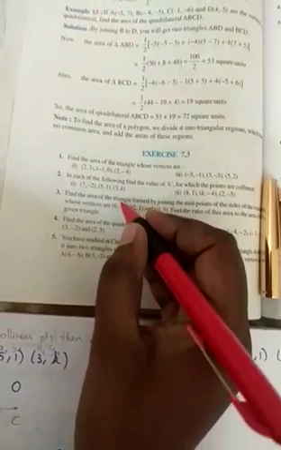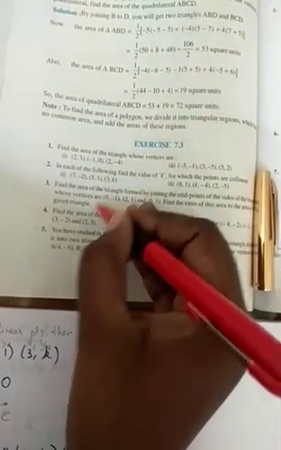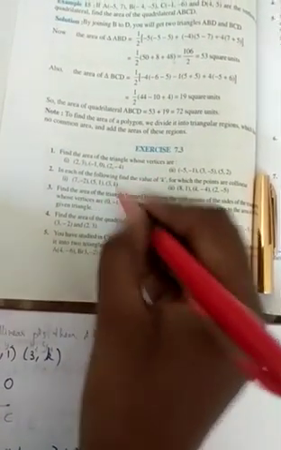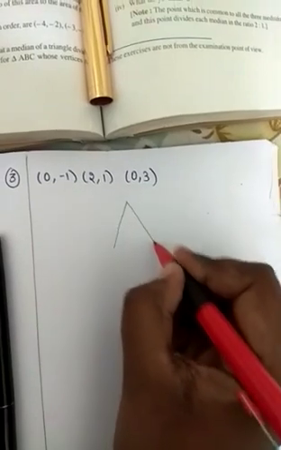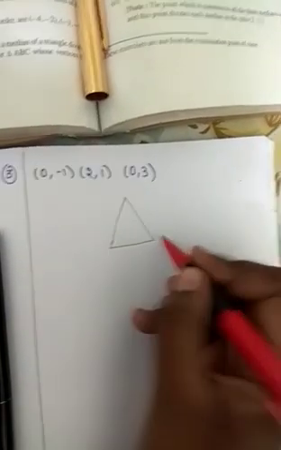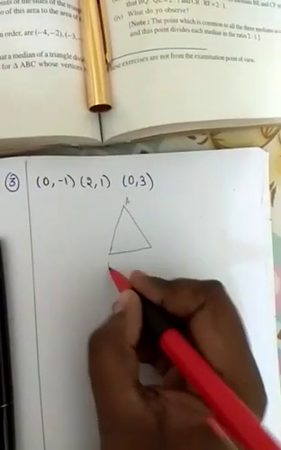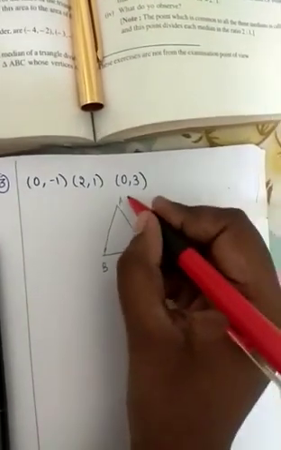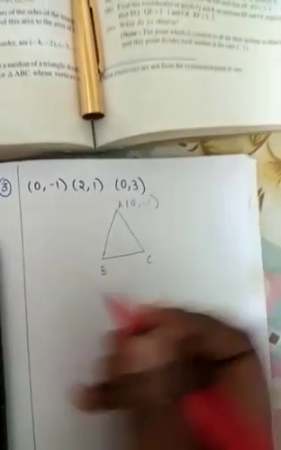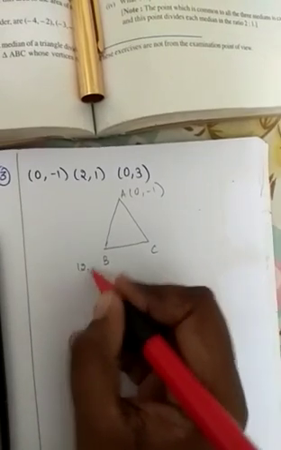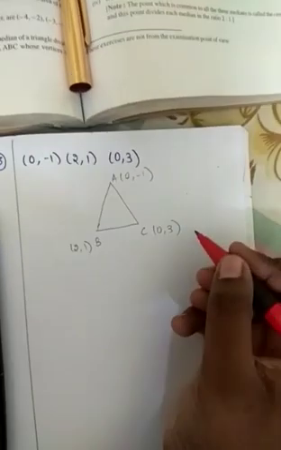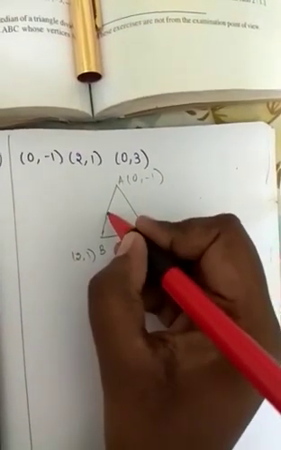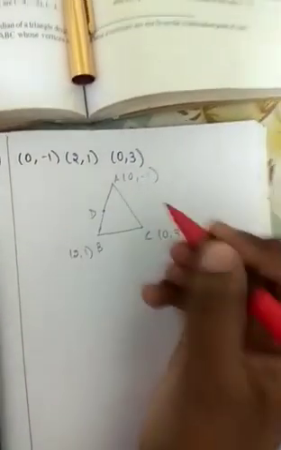One triangle is given, and from its three sides we have to take the midpoints of all three sides. So imagine the triangle, draw it so you understand what it is. Let us name it A, B, C. Let A be (0, -1), B be (2, 1), and C be (0, 3). This midpoint of AB, we'll give the name D.